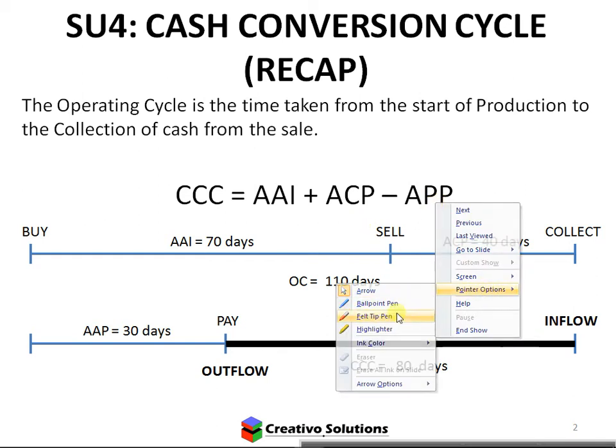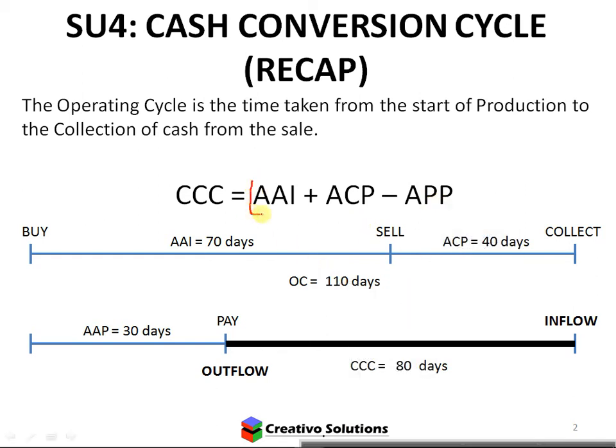CCC is the cash conversion cycle. It's broken up into the average age of inventory and the ACP. If I add those two together, what do I get? Your operating cycle. Yeah, your OC.